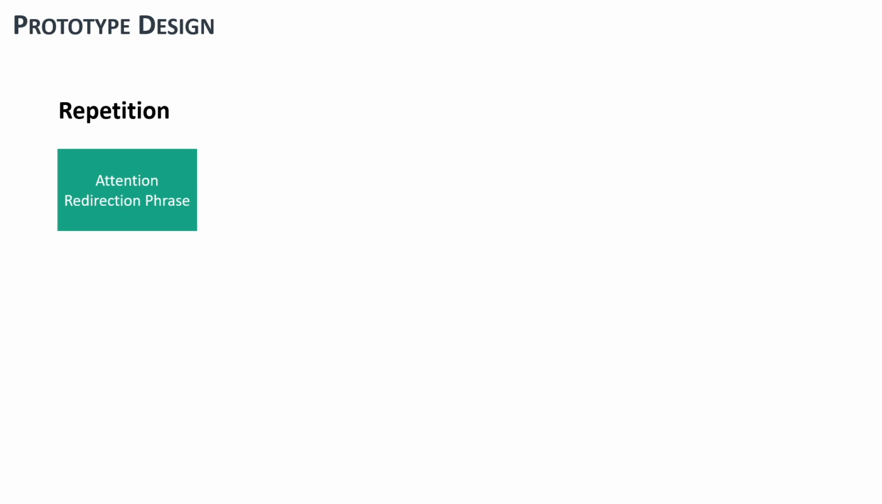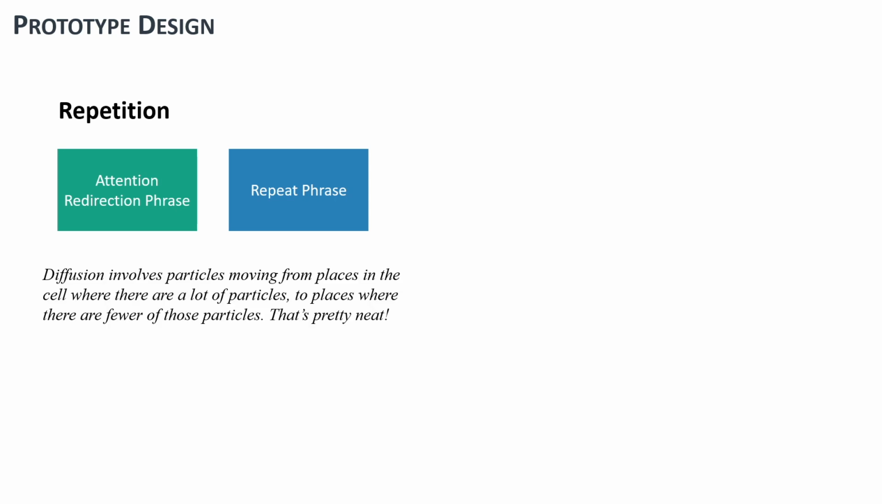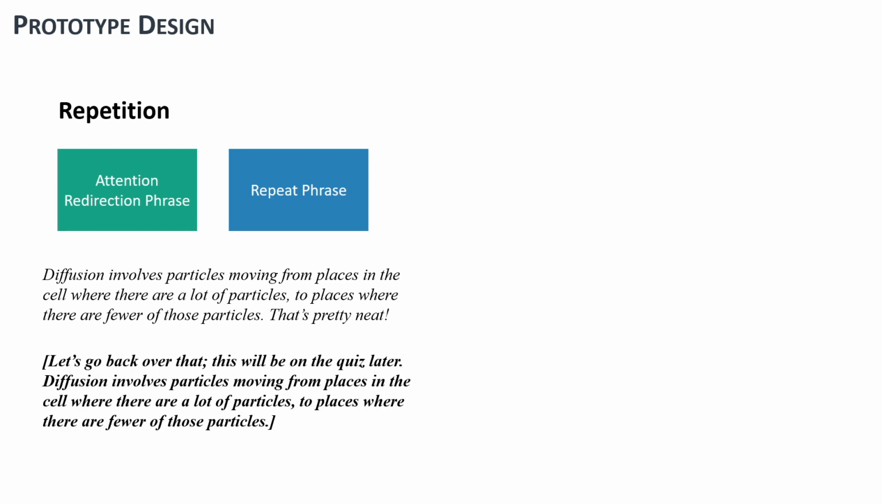And we designed two types of intervention: a repetition intervention that consisted of an attention redirection phrase and a repeat phrase. So here we would repeat the information that was being covered when the student was detected to be mind wandering. So here might be the original text that the tutor was saying, a student's detected to be mind wandering. So we say, let's go back over that. This will be on the quiz later. That's our attention redirection phrase, and then we repeat the above content.